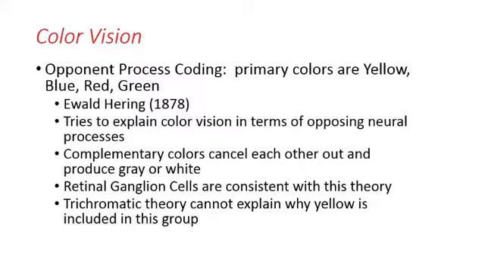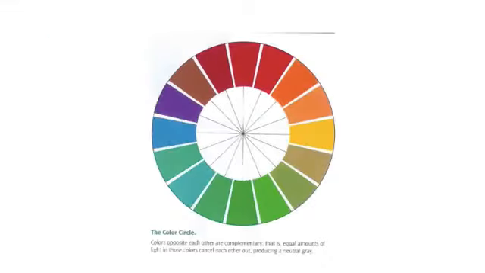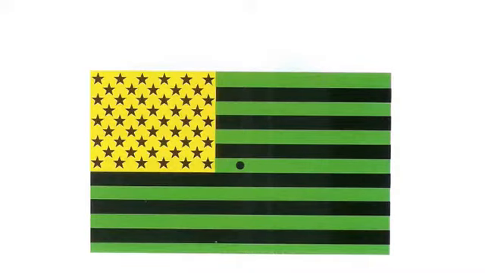The way that the retinal ganglion cells operate, that would be actually consistent with the opponent process theory. Trichromatic theory can explain why yellow is perceivable and why it's included in this group. Yet we can still see yellow, so maybe it's the opponent process theory that's the best account. This is just a color circle, and if you look at colors 180 degrees opposite from each other, if you actually mix equal amounts of those, they will cancel each other out, producing a neutral gray.